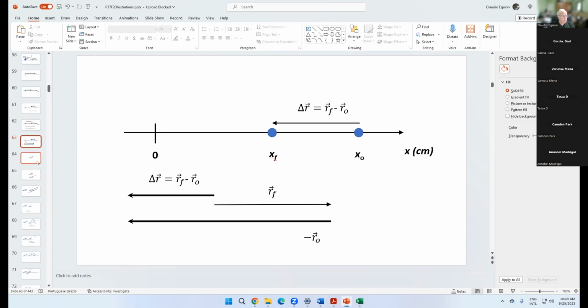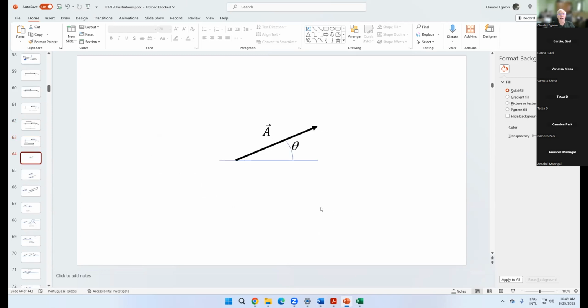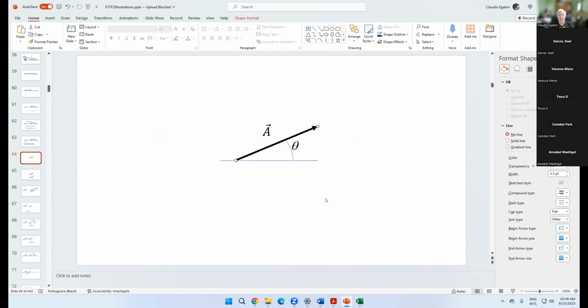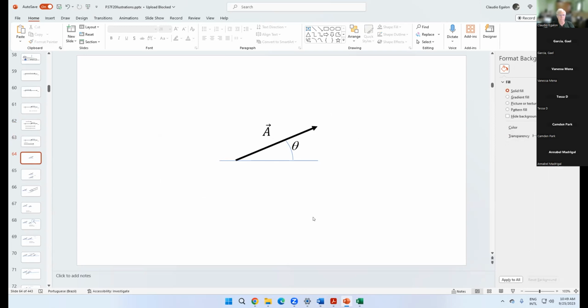So let's work in a more generic way. Now, here you go. Here I have a representation of a generic vector A. This generic vector A has an angle theta with respect to the horizontal direction, that we also call the x direction, okay?